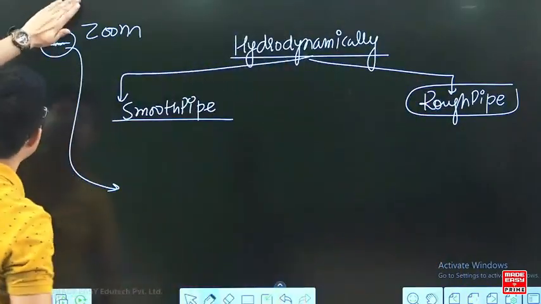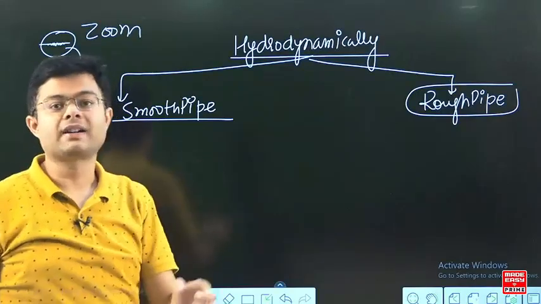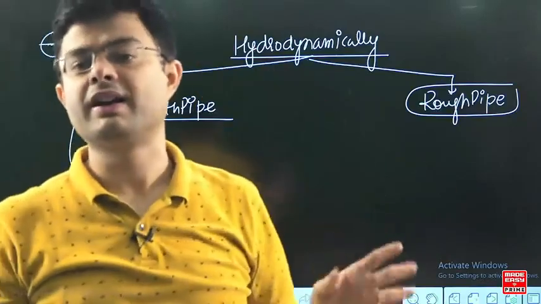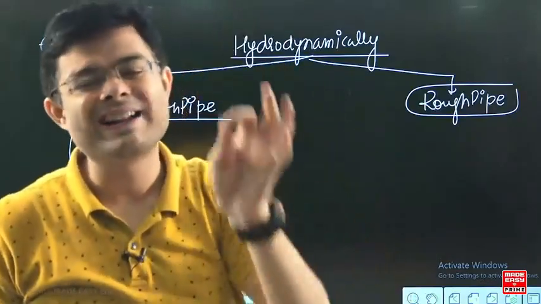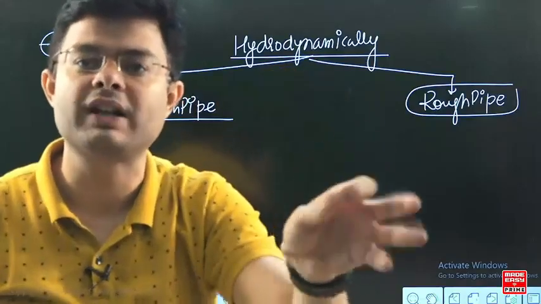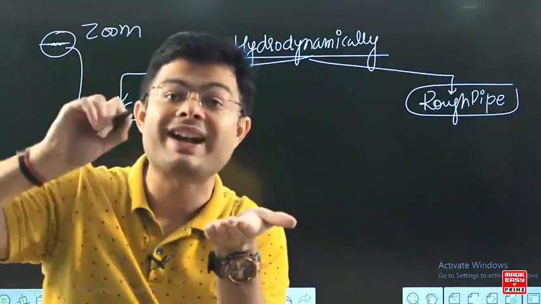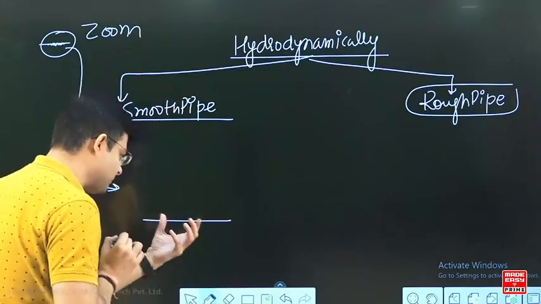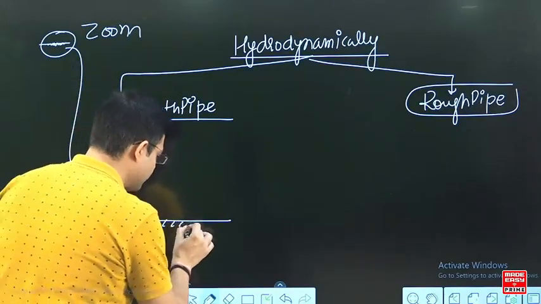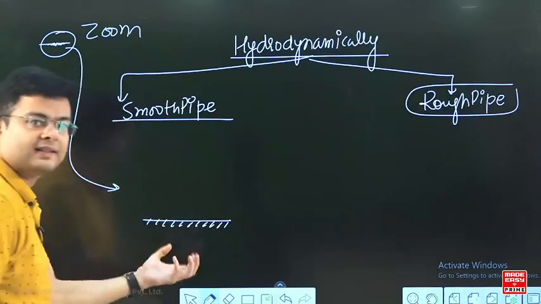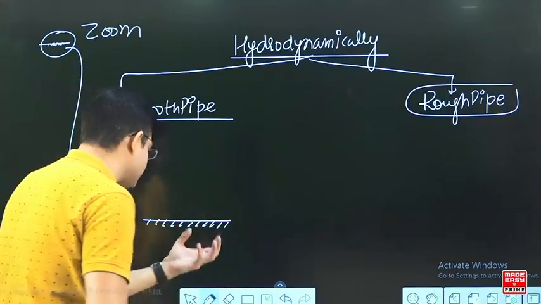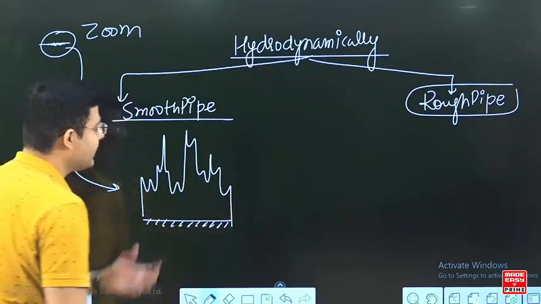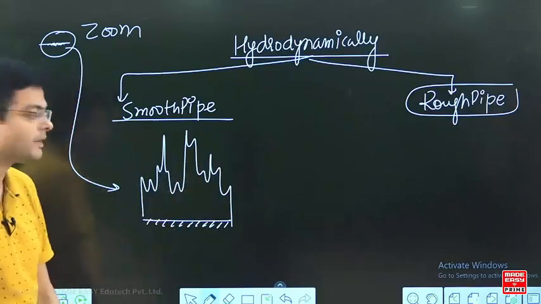So when you zoom into that pipe surface, no matter how good a surface finish you achieve, no matter how much better a device or pipe you make, 101% always at microscopic level you are going to find irregularities, roughnesses on the surface of the pipe. For example, let us say this is our pipe surface. If you see at microscopic level, there are going to be irregularities over the surface of the pipe.